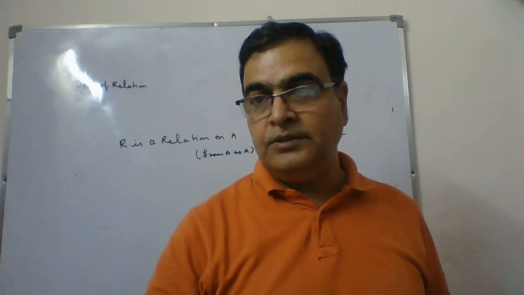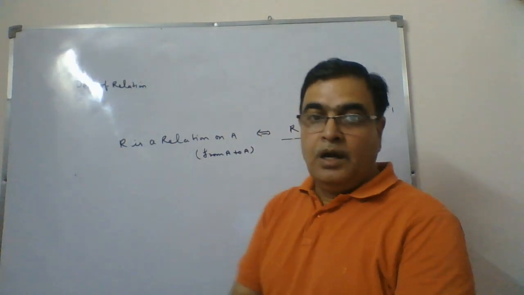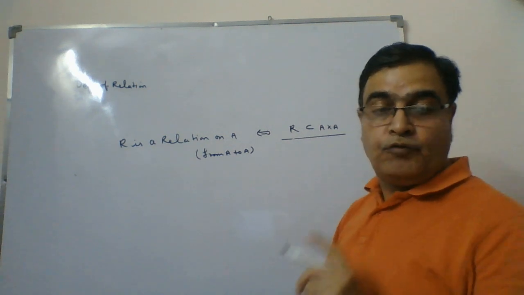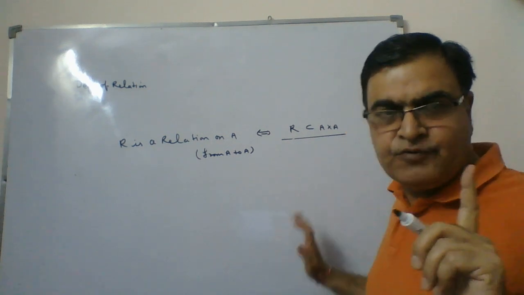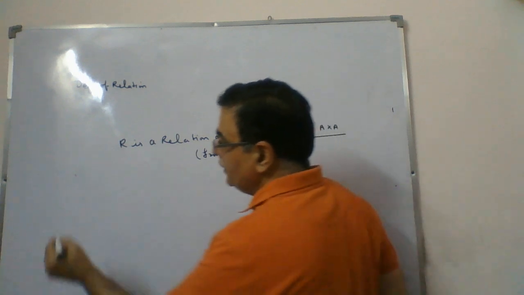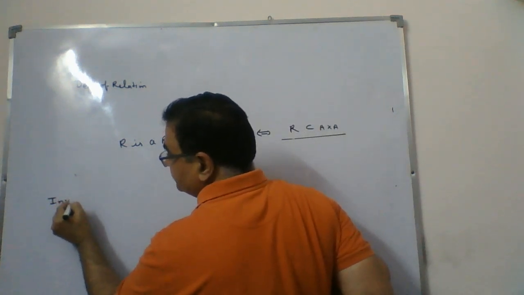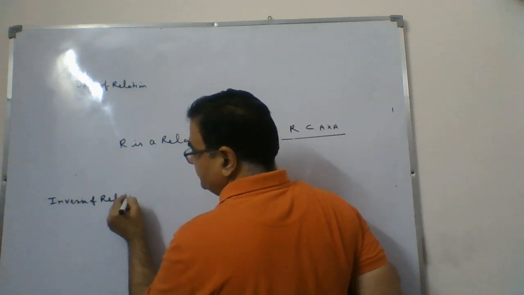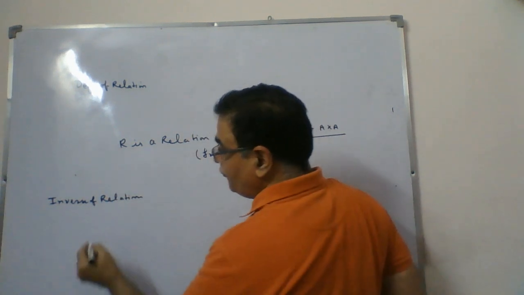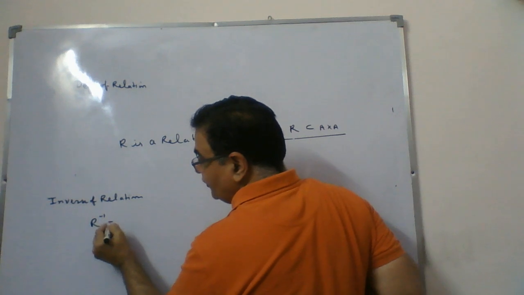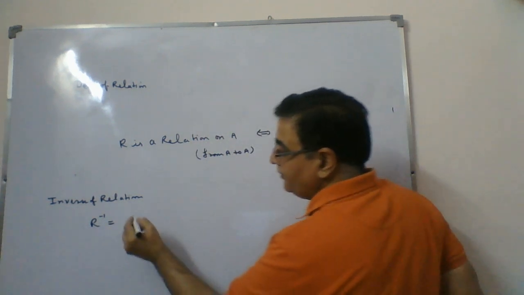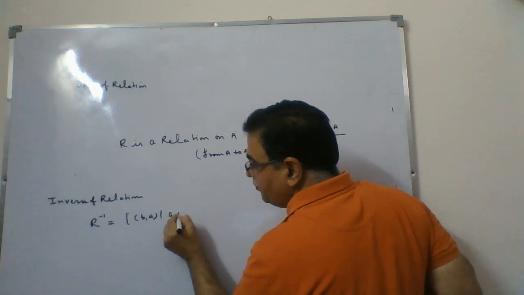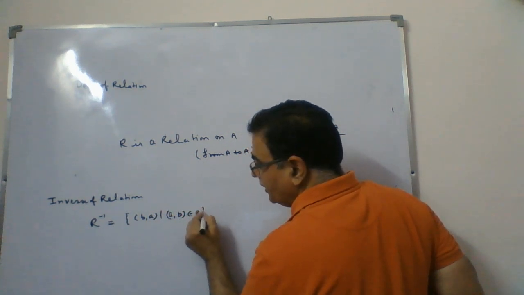Now coming on, this was the relation I told you from A to A. One thing I left in between, that also I will tell you: inverse of a relation. Inverse of a relation will be denoted by R inverse, and this is nothing but (B, A) where (A, B) belongs to R.